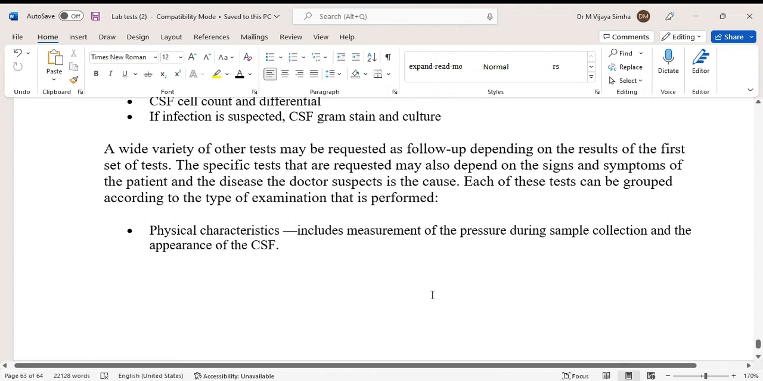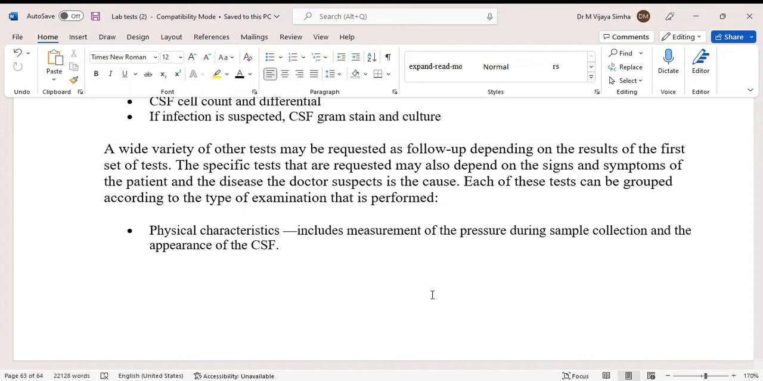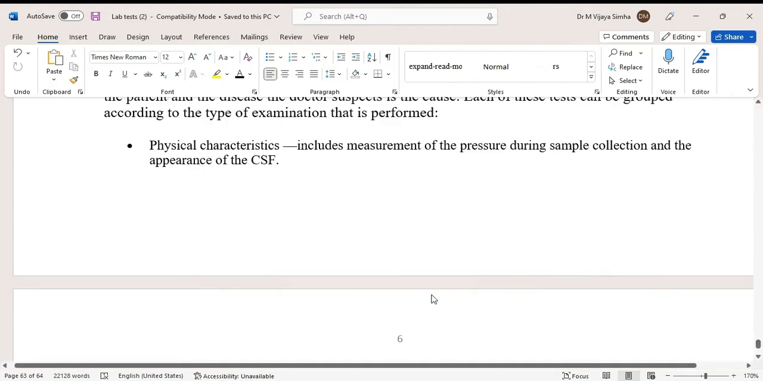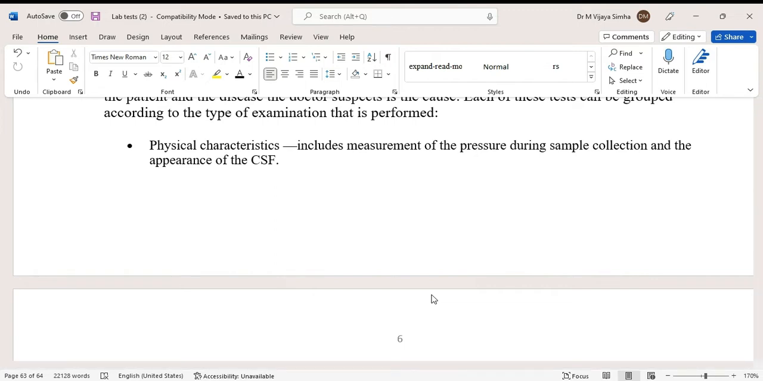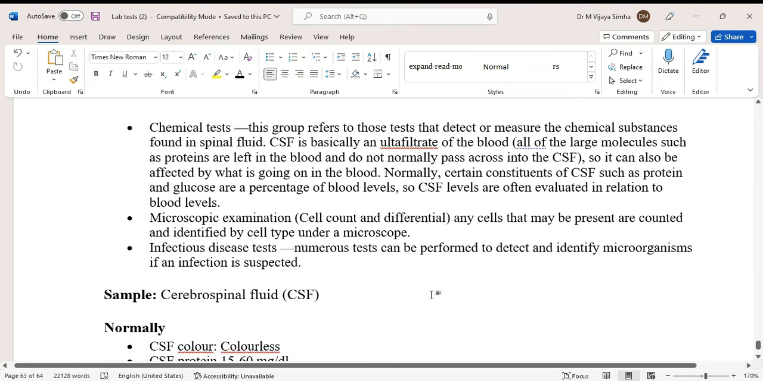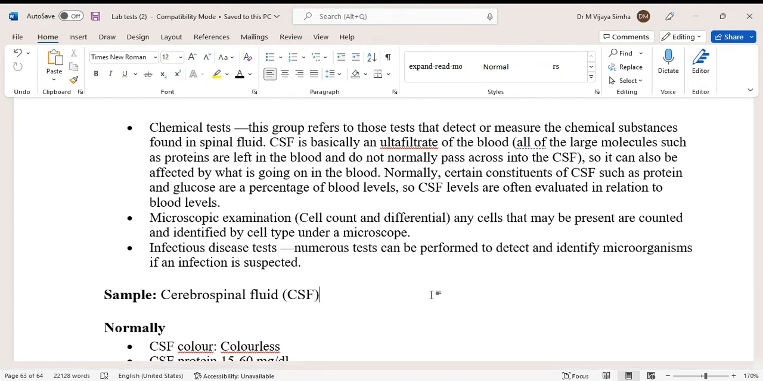A wide variety of other tests may be requested as follow-up depending on the result of the first set of tests. The specific tests that are requested may also depend on the signs and symptoms of the patient and the disease the doctor suspects is the cause. Each of these tests can be grouped according to the type of examination that is performed. Physical characteristics include measurement of the pressure during sample collection and the appearance of the CSF. Chemical tests refer to the tests that detect or measure the chemical substances found in the spinal fluid.